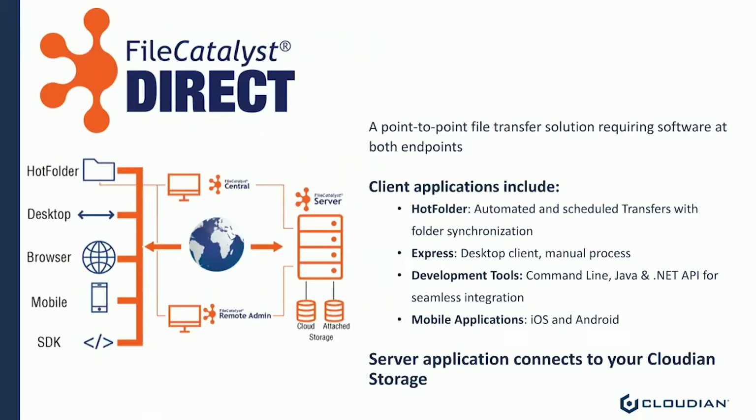So, FileCatalyst Direct is one of our applications that we offer. This is the product that we'll be focusing on in today's webinar as it integrates within Cloudian. The way it's architected, it's a server-client application. The server sits in a central location. The server can talk to either local storage or cloud storage. In this case, we can connect into Cloudian's HyperStore using the S3 protocol.